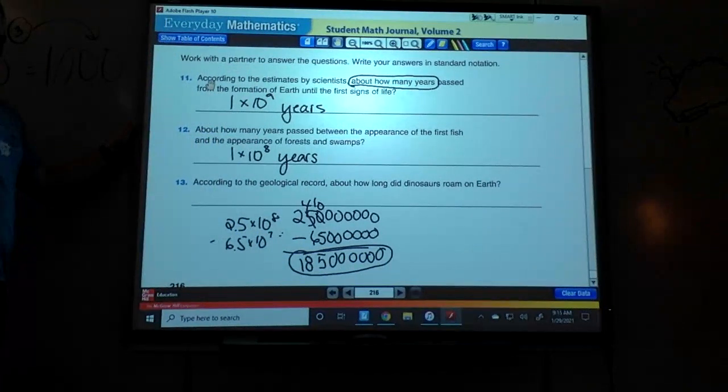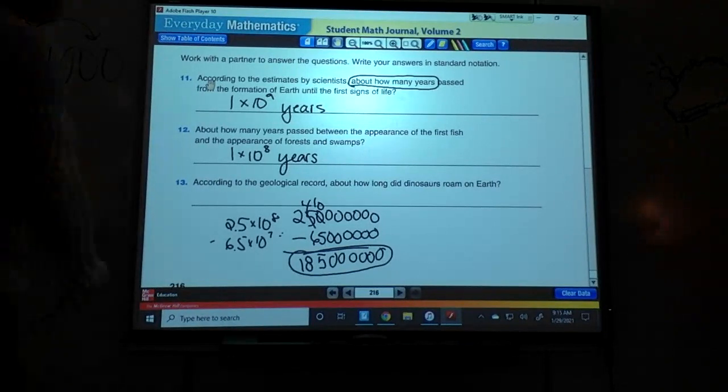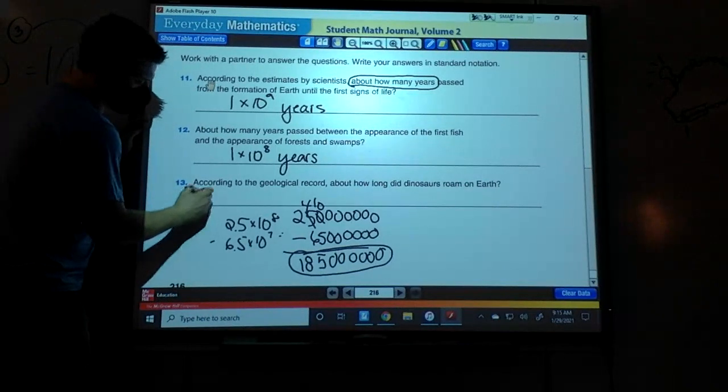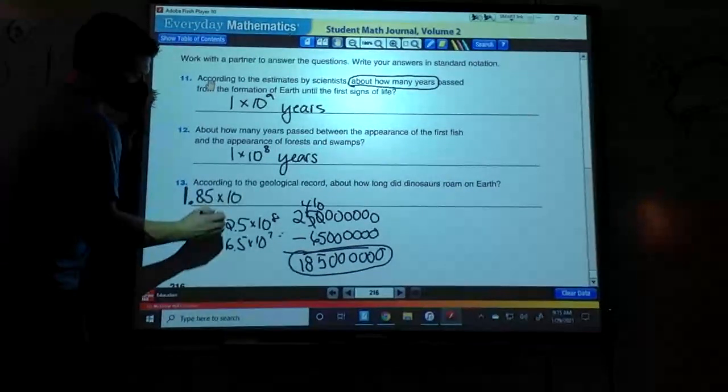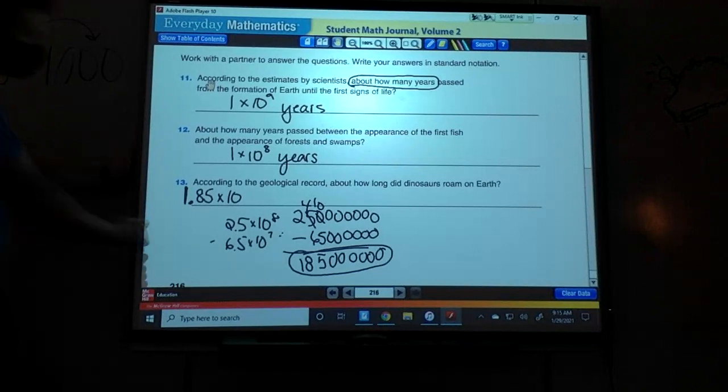How would we write that in scientific notation? Scientific notation can only have a number with a decimal less than 10. 1 whole time. I agree we need one whole. 8.5. 1.85 times 10 to the what? Do not count the zeros. Because remember, we moved a decimal.